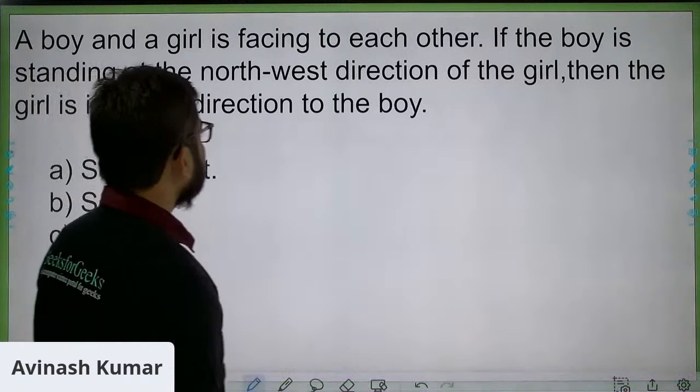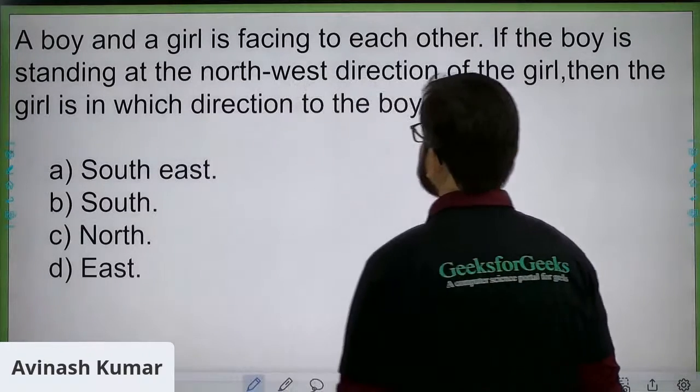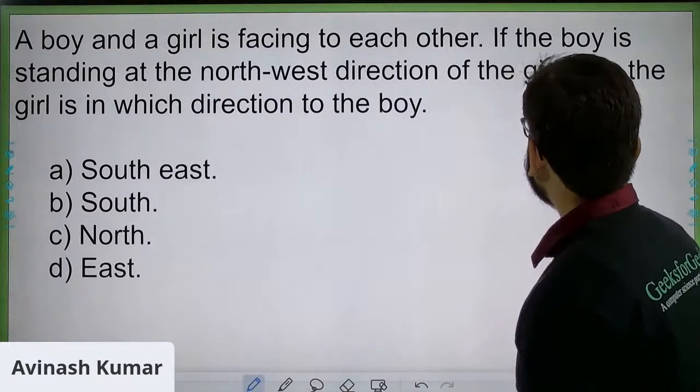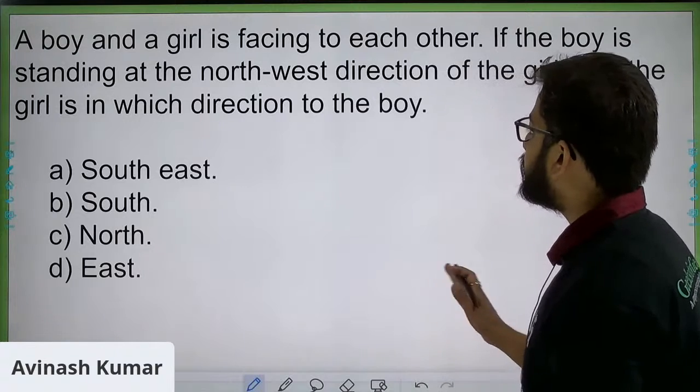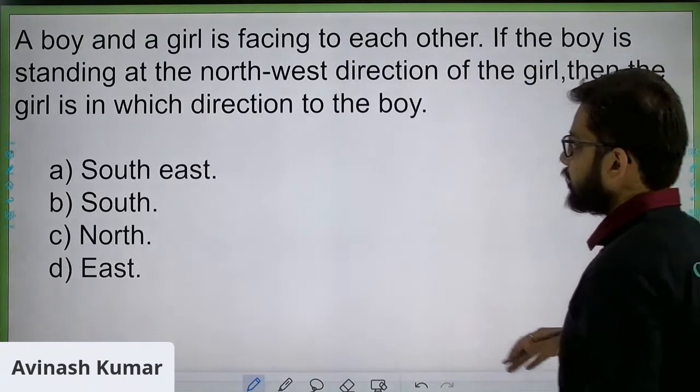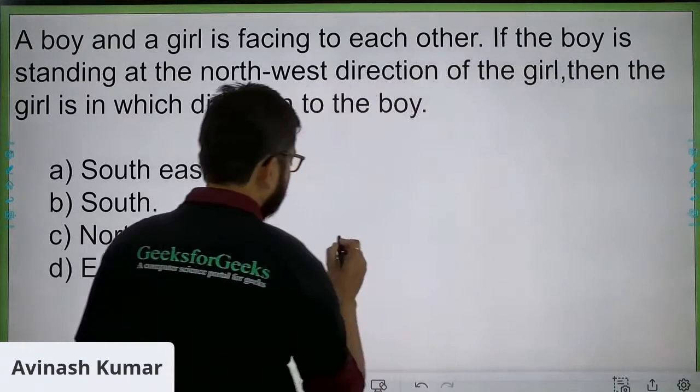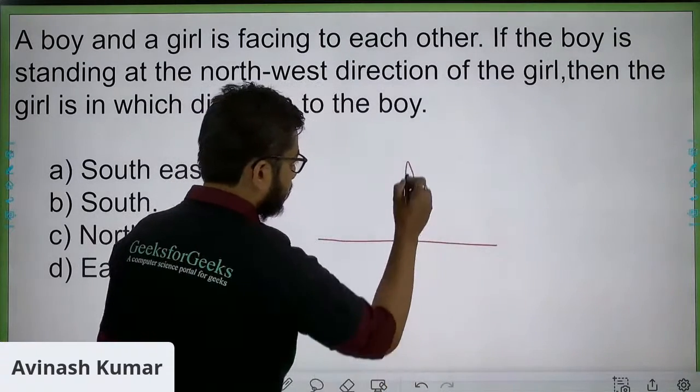See, this is a boy and a girl facing each other. If the boy is standing at the northwest direction of the girl, then the girl is in which direction of the boy? Okay, let me make one thing very clear. Suppose this is our rectangular plane.